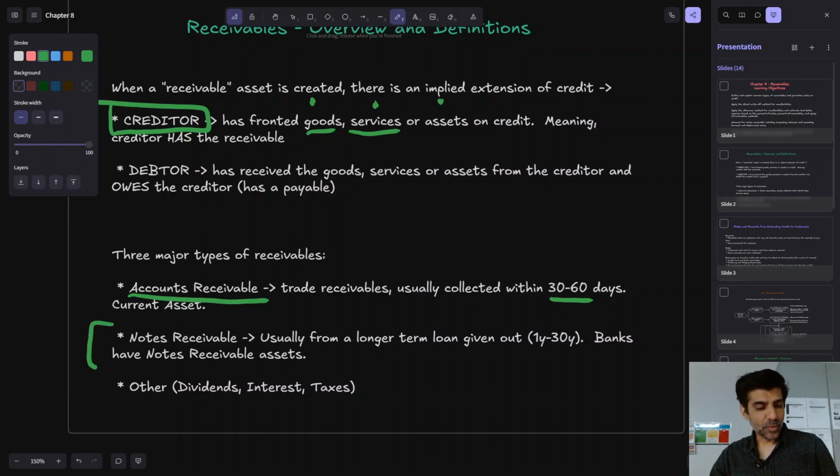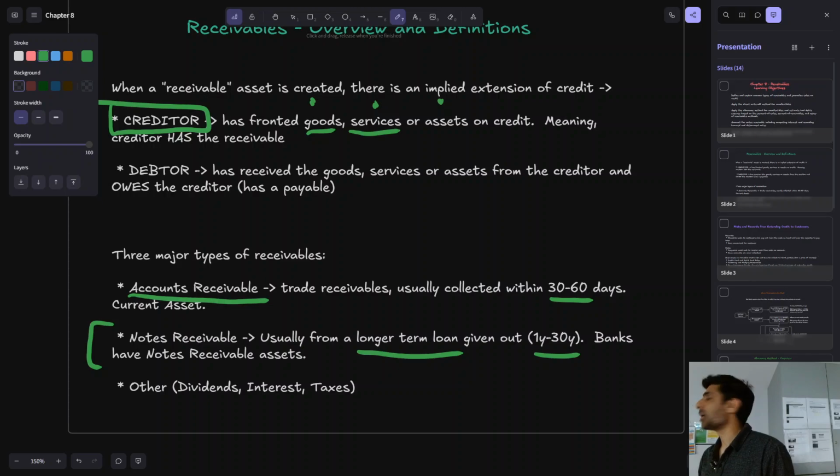And then a note receivable again is a longer term loan. It can be for various periods. It could be up to 30 years. I think the U.S.